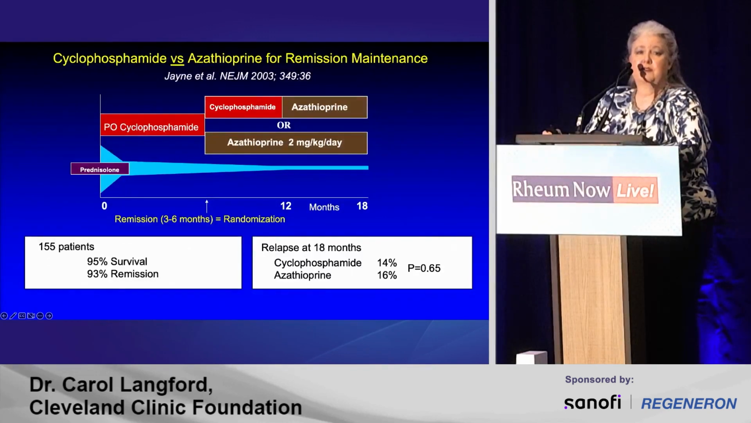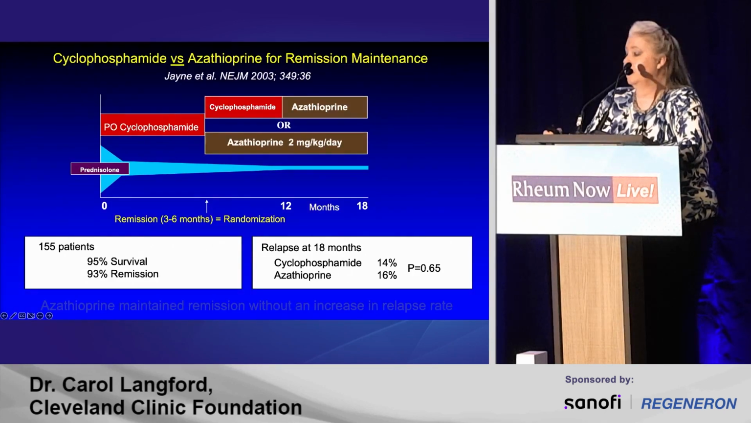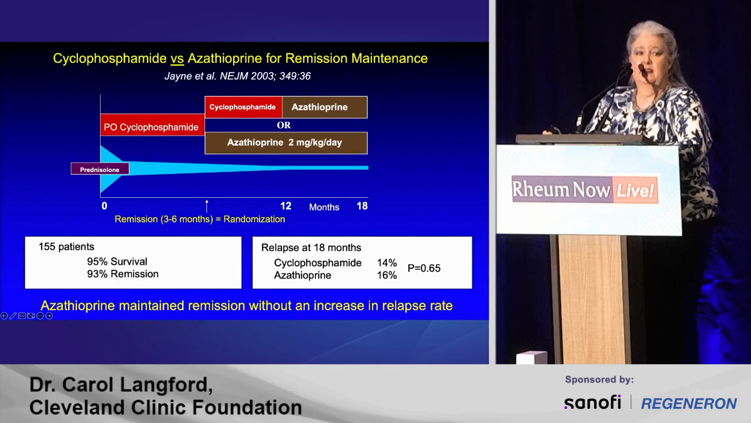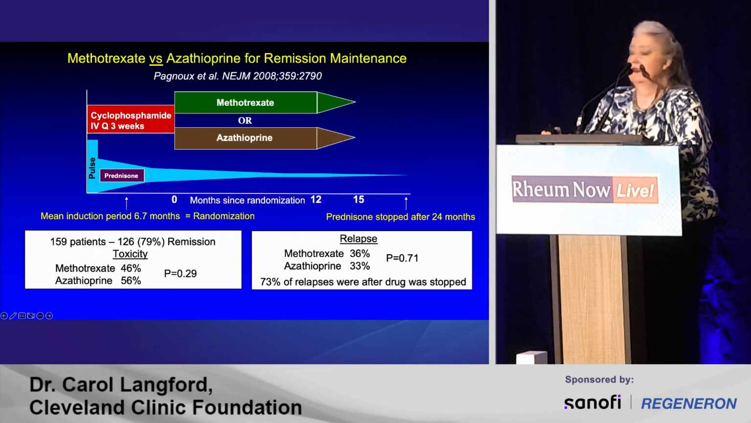Azathioprine was actually the focus of the first ever randomized trial to be conducted in ANCA-associated vasculitis, and it was compared to cyclophosphamide after cyclophosphamide induction. At the primary endpoint, which was relapse at 18 months, azathioprine was no worse than cyclophosphamide in terms of the rate of relapse. And this demonstrated that this staged induction maintenance approach was able to lessen cyclophosphamide exposure without an increase in relapse rate.